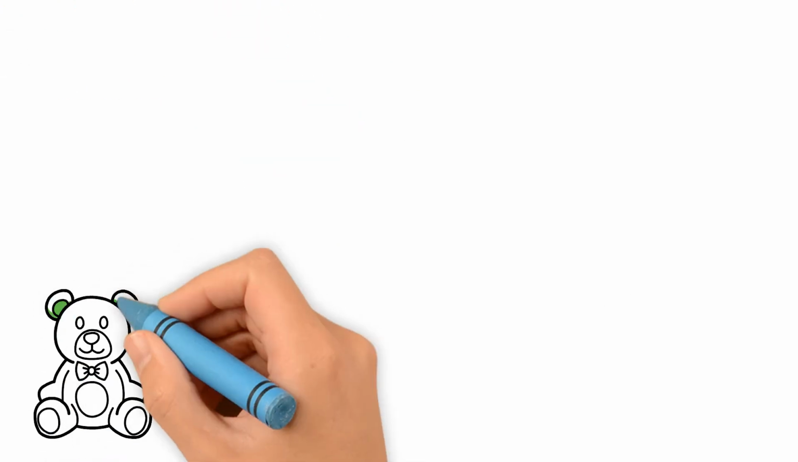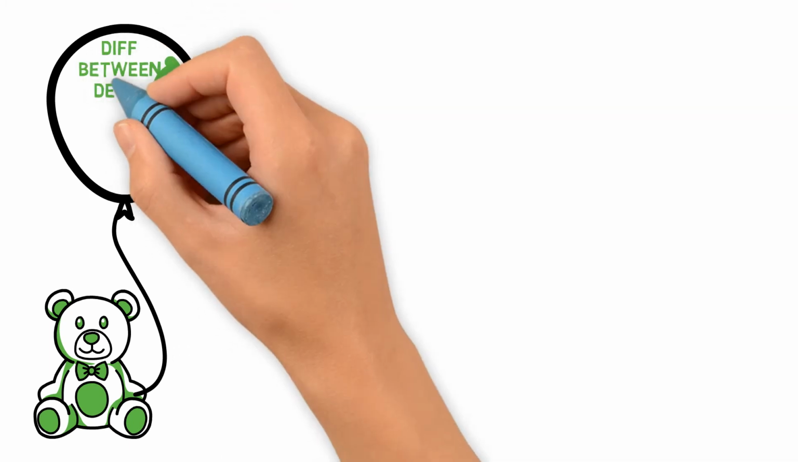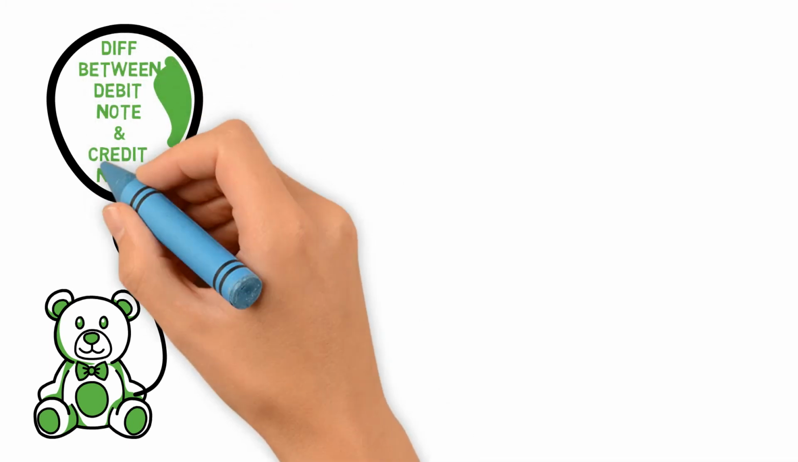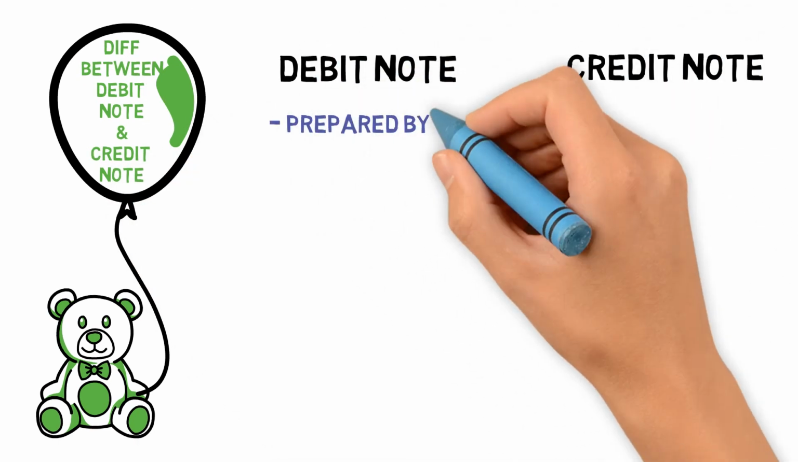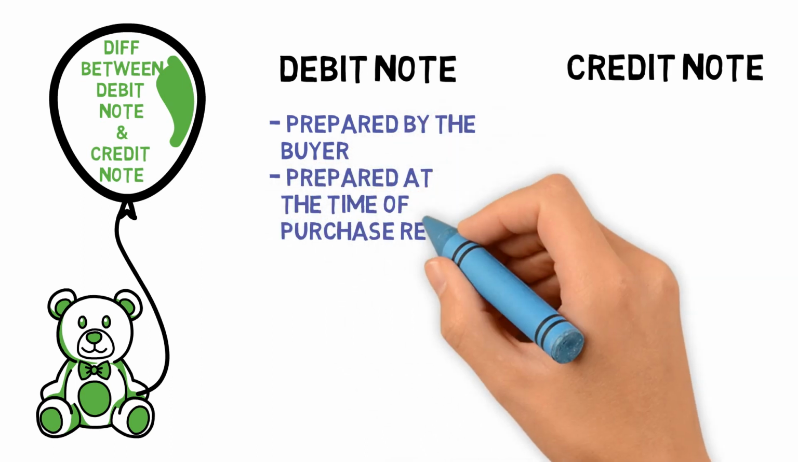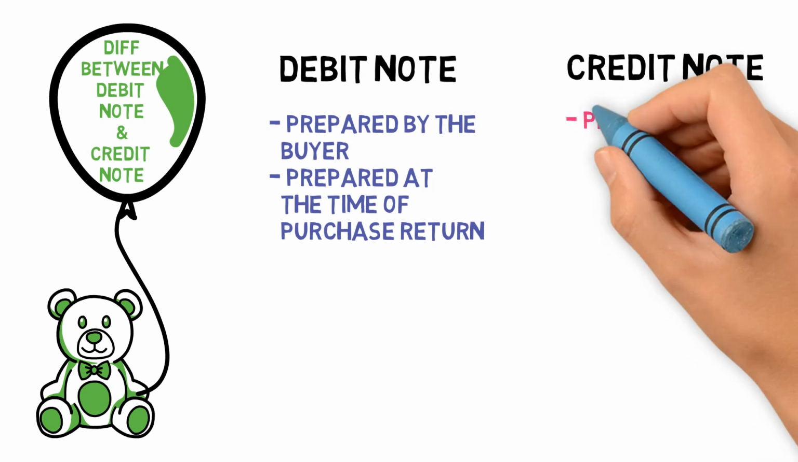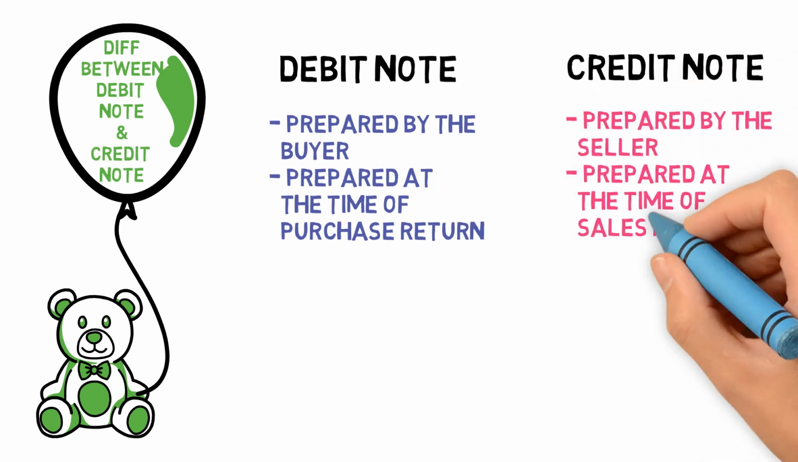Now meet him, he is our cute little Bholu. And Bholu always comes up with some tips. So now Bholu is going to tell us the difference between debit note and credit note. In case of a debit note, please remember that it is prepared by the buyer at the time of purchase return. And the credit note is prepared by the seller at the time of sales return.